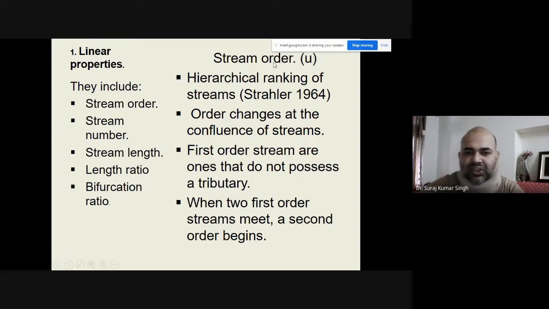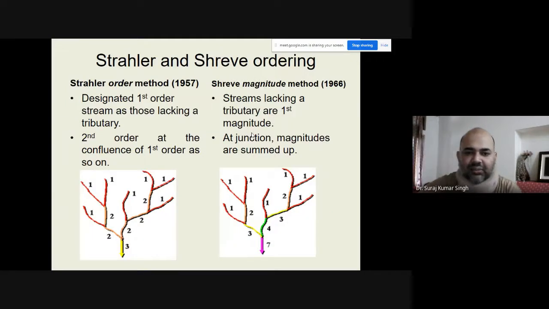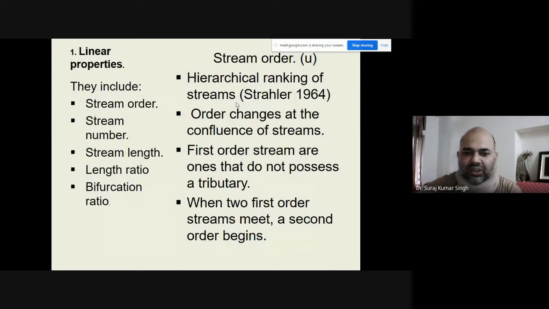So what do you mean by stream order? Stream order means hierarchy ranking of the streams. That was given by Strahler in 1964, where the order changes at the confluence of a stream. In the coming slides, I will show you how the stream order is provided. The first order streams are ones that do not possess a tributary. Whenever you see the main river, that main river gets its water from the first order and second order streams, or you can also say from the tributaries.